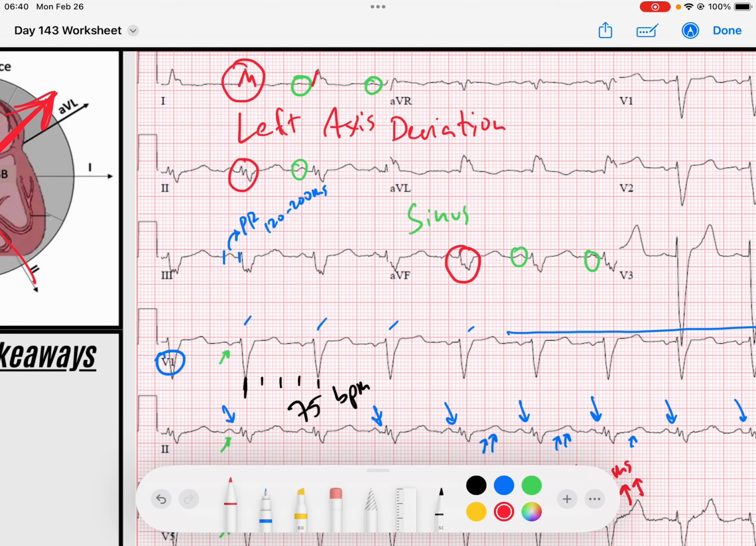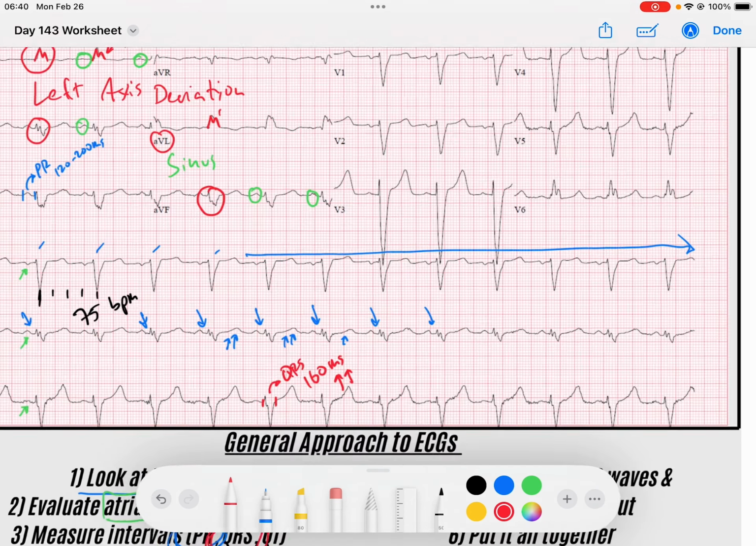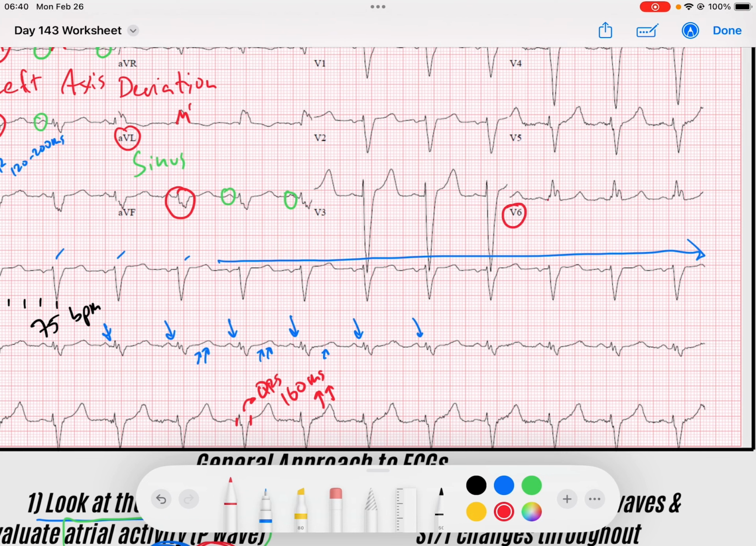All right, so in lead 1, we've got late signals in the form of that R prime. You can see it also in AVL, right? R prime, right? And those are our lateral leads 1 and AVL. So that makes sense for a left bundle branch block. And same thing, we have it over here in our lateral V6, right? R prime. That's another R prime.